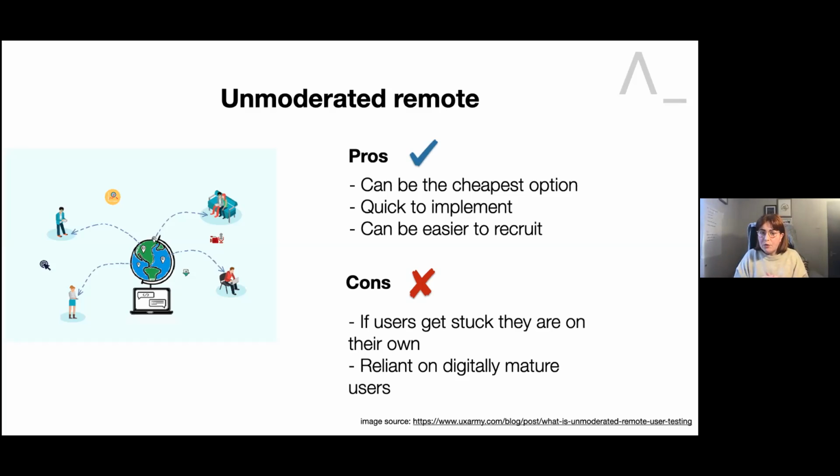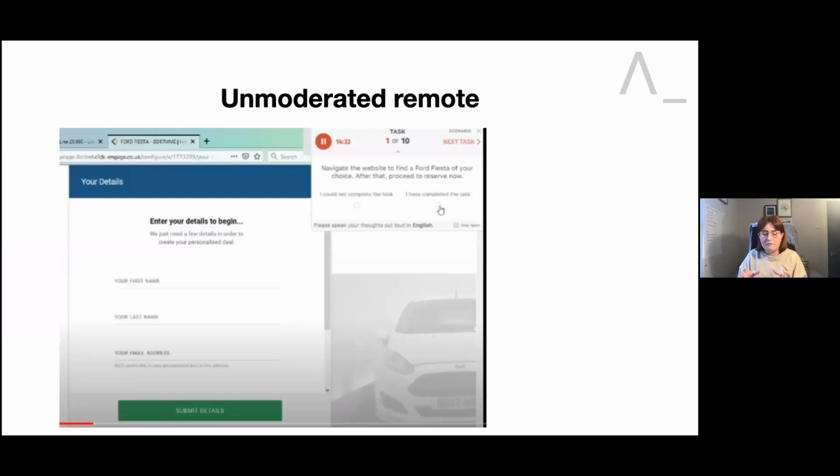If we look at the cons, though, if users do get stuck, they are on their own. If we focus back on the video that we just looked at, that user got a little bit stuck, and the facilitator had to jump in and remind them of the details. In an unmoderated world, your facilitator wouldn't really be there to help out. And also, you are reliant on users being comfortable interacting with digital interfaces. And this is just a screenshot to show you what a user would typically see when they are going through an unmoderated remote usability test. They have the tasks there, and they're able to move through the interface.